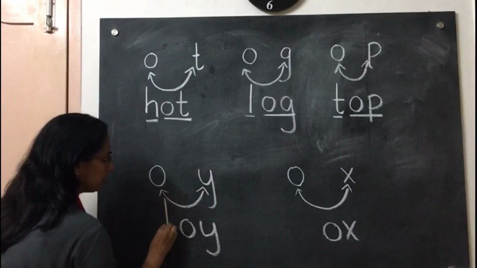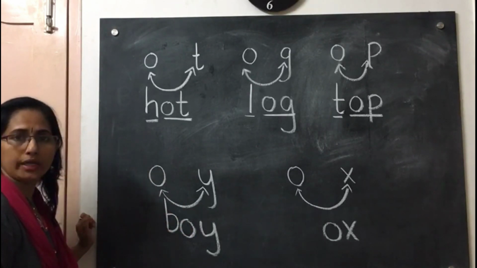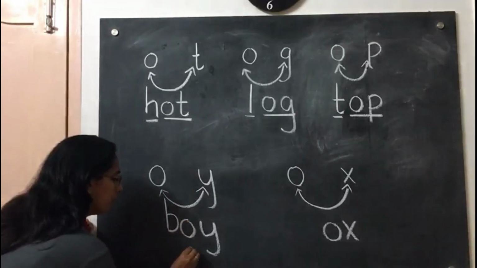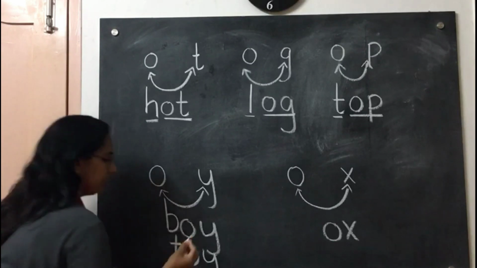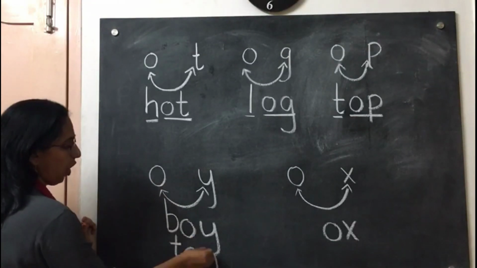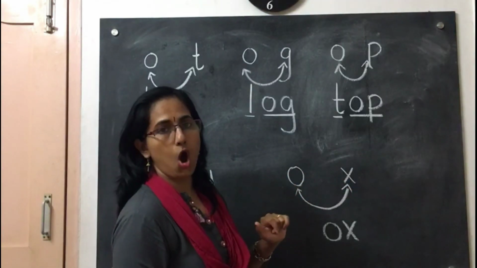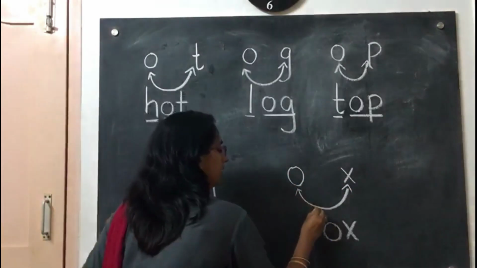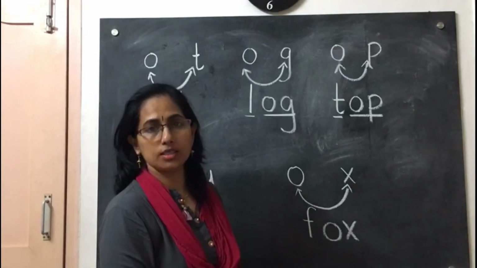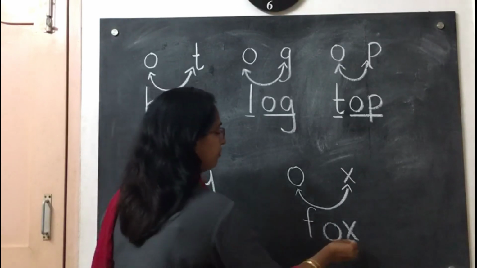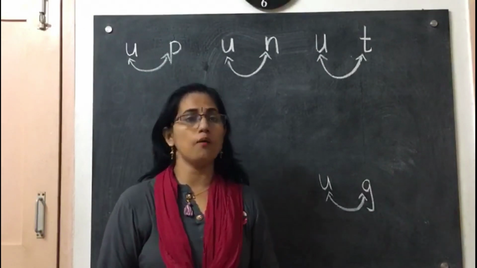Here I have oy. Let me join B. Oy, boy. I'll show you one more example. Oy. Let me add T. Oy, toy. Here, ox. Let me join letter F. Ox, fox.